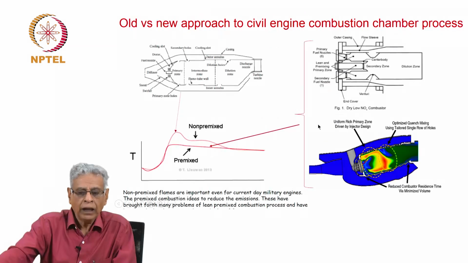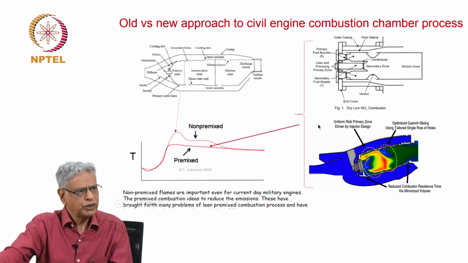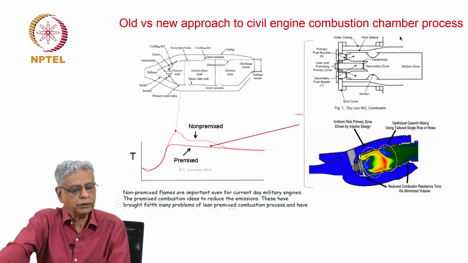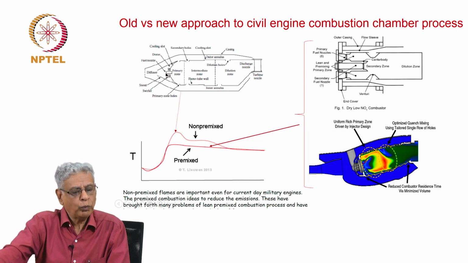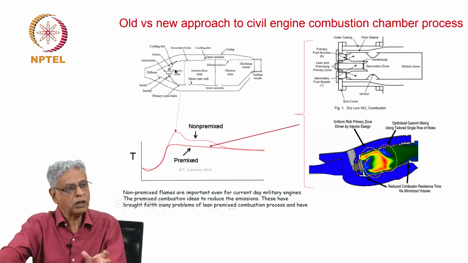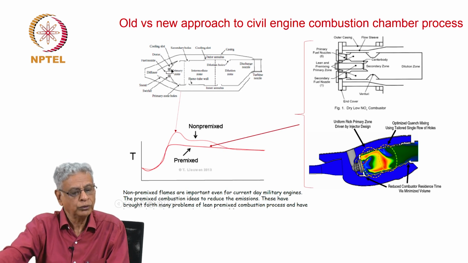Now, there is an old approach which has gone on, and there is a new approach to the civil engine combustion chamber process. If you see the old system design, you will see the airflow comes from the compressor, divides itself into some part which goes directly into the combustion chamber to process a smaller fraction of the fuel in the primary zone. Then you keep introducing air in various stages to complete the combustion process.